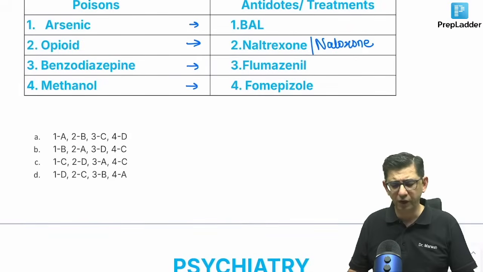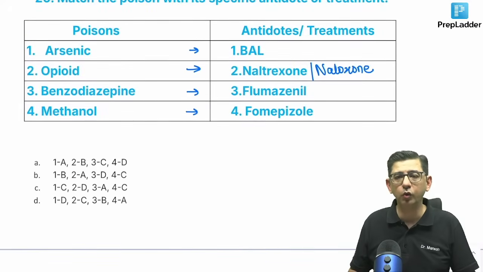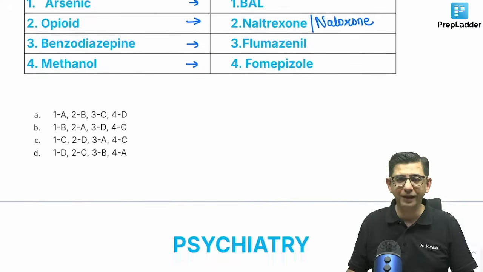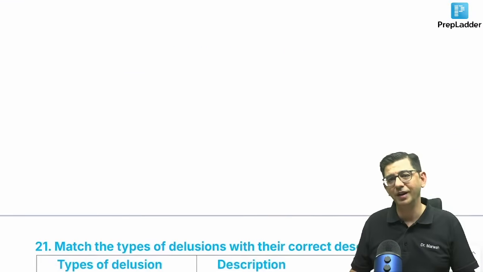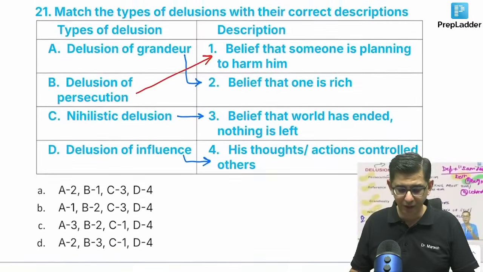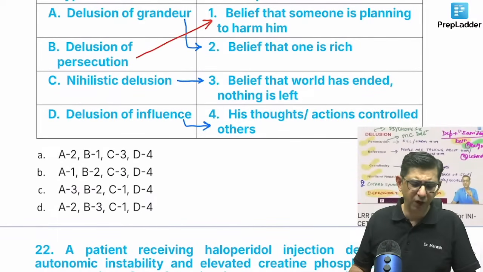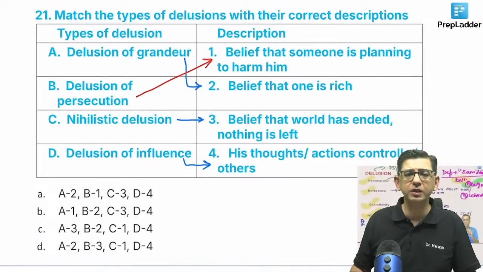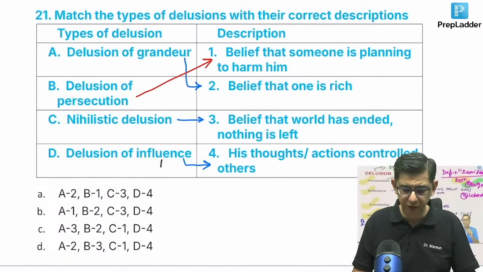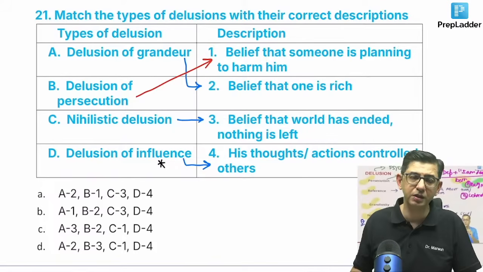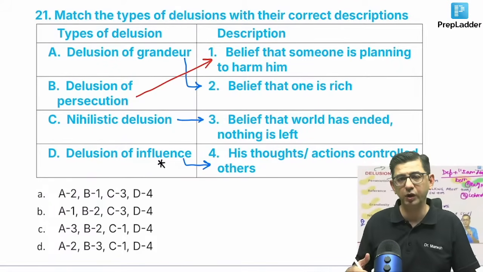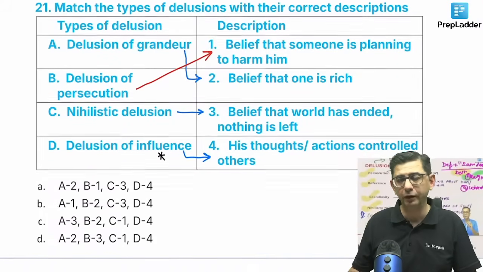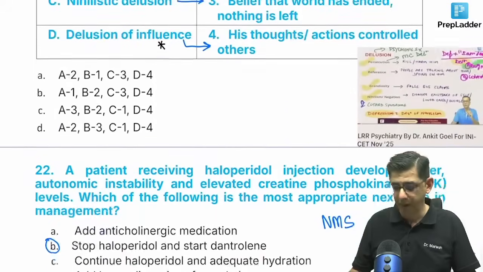And then match the following for the antidote. This you guys anyway know, even in the middle of the night. If you are woken up and asked regarding the options, you can work out the answer. Then there was a match the following for the delusion. So grandiose versus persecution, nihilistic, pretty straightforward. The FMG part was the influence, that is, thoughts and actions are controlled by others. This I discussed even in the FMG paper, but for the remaining ones, it's just match the following, which have to be remembered.